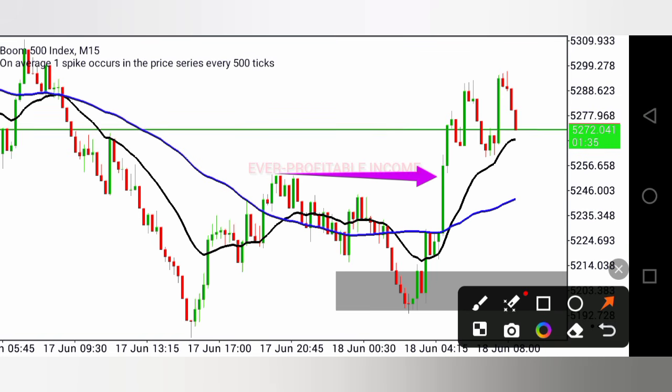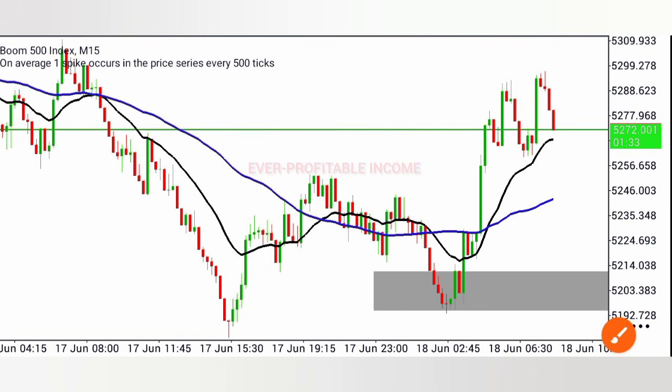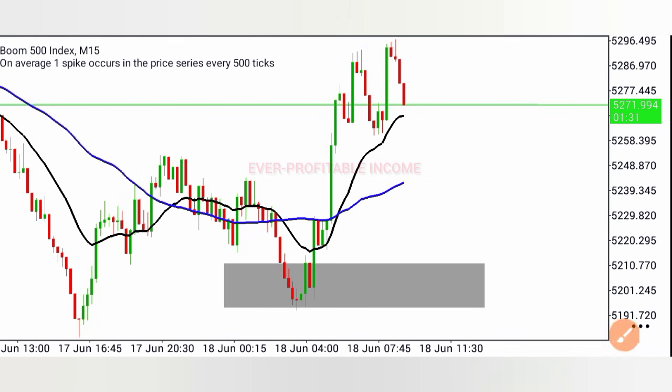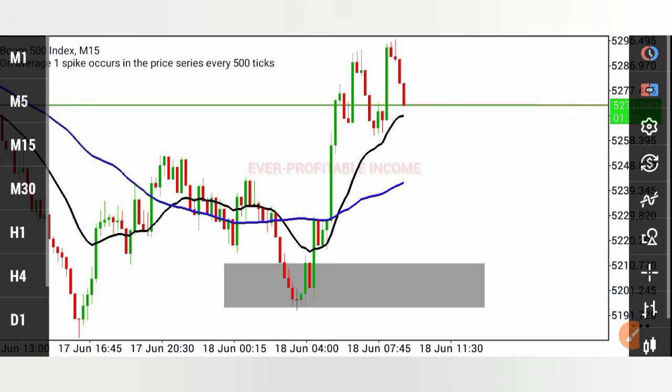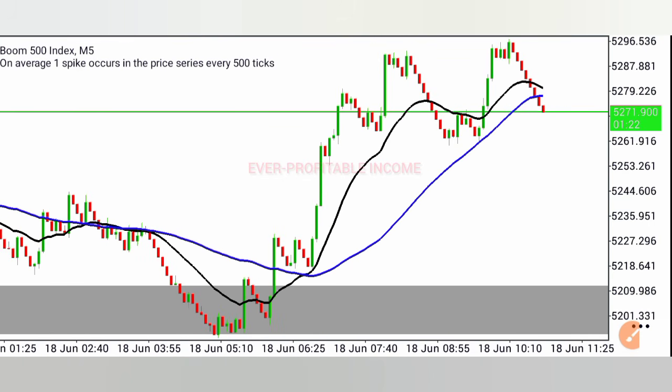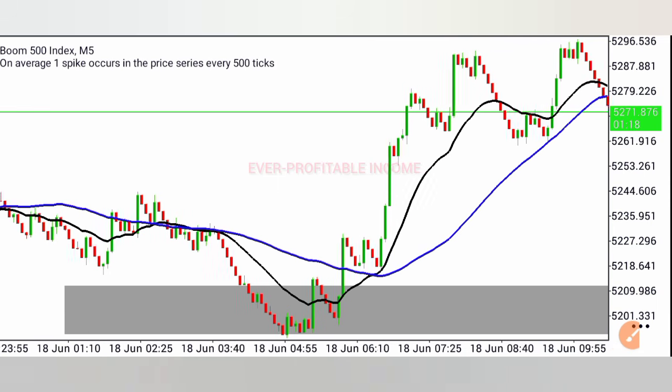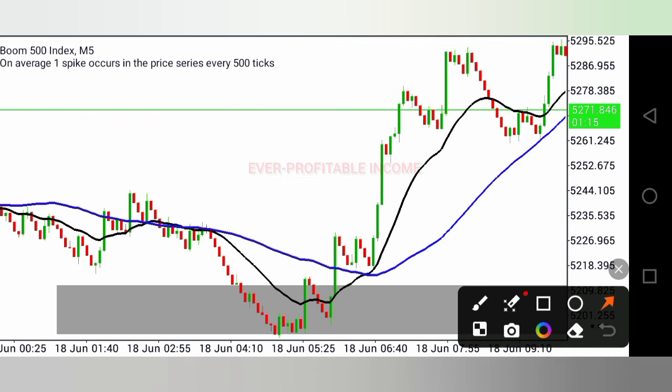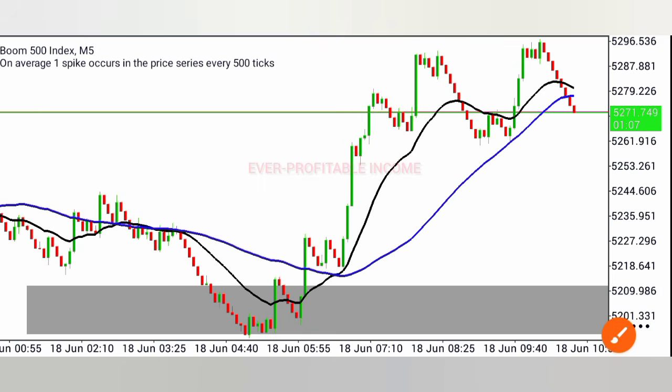Having identified our support and resistance zones, and marked out our support, we have to head back to the 1 minute time frame, or the 5 minutes time frame, whichever one you are using. On the 5 minutes time frame, we can see that our moving averages have a cross right here. There's an interception. Can you see that? And let's check the 1 minute time frame.